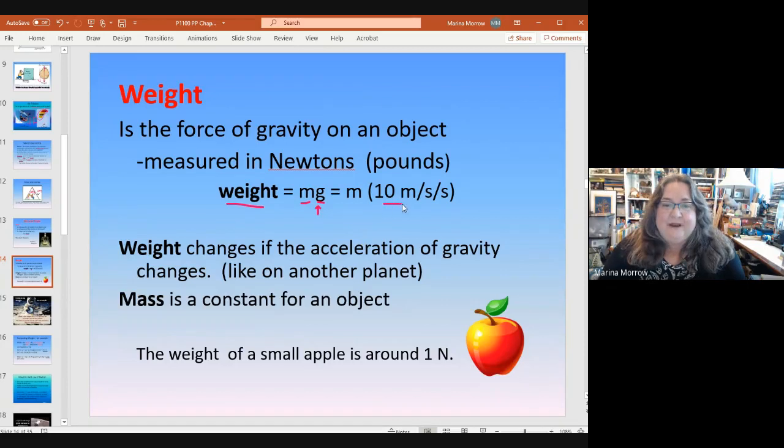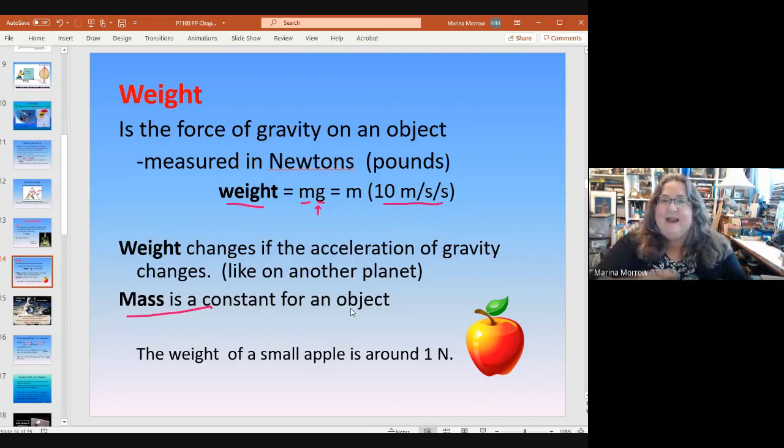And remember, we're going to use 10 meters per second squared for the acceleration due to gravity around the Earth. The real value, remember, is 9.8. We're going to use 10 because it's so much easier to do the calculations. So weight can change, but mass is a constant.